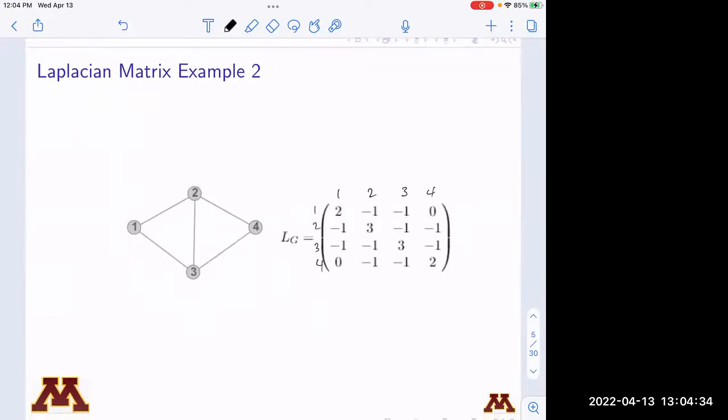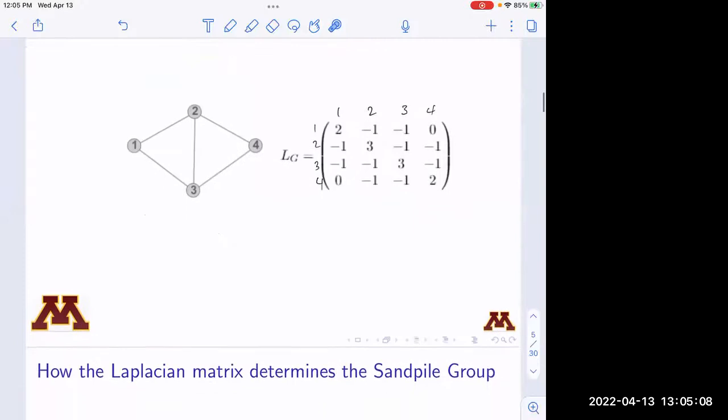A little fancier example would be this graph here, where we have the vertices labeled 1, 2, 3, and 4. And so our matrix is as follows. We see that vertex 1 has 2 neighbors, vertex 2 has 3, vertex 3 has 3 neighbors, vertex 4 has 2 neighbors. And there are zeros where the vertices are not adjacent. So 4 and 1 do not have an edge between them, so we have 0 here and here.